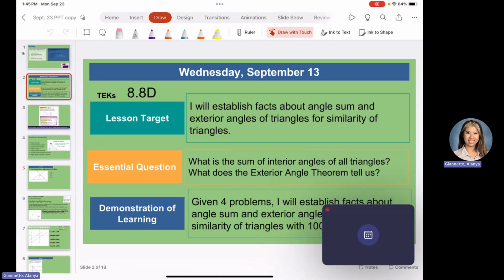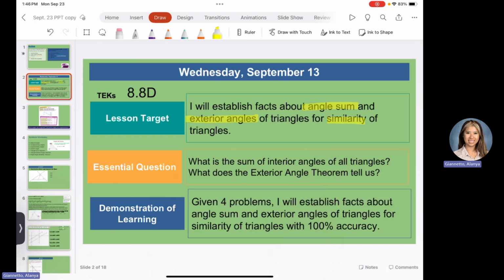Okay, so our TEK today is 8.8D. Our learning target is I will establish facts about angle sum and exterior angles of triangles for similarity of triangles. And our essential questions are: what is the sum of interior angles of all triangles? What does the exterior angle theorem tell us?